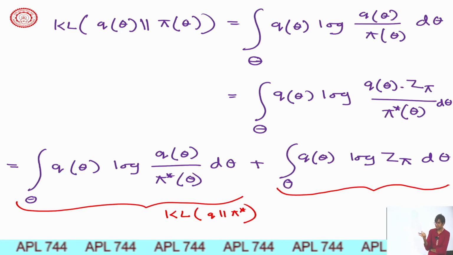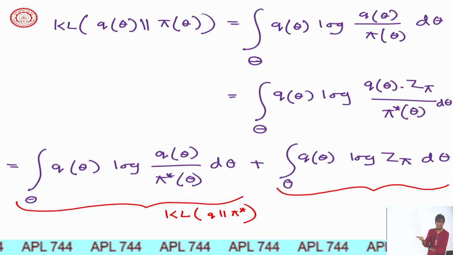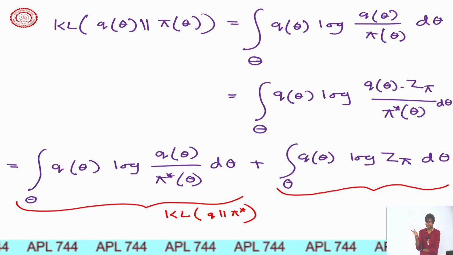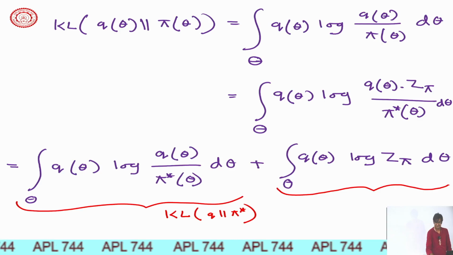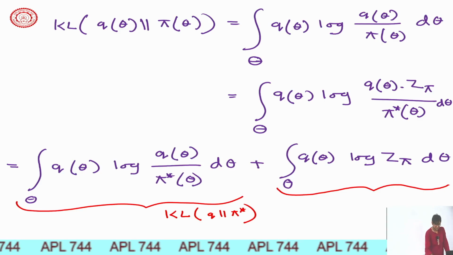Log z pi is a constant. It is just not a function of theta. It will come outside, and then it is a distribution. So integration of q theta d theta is equal to 1. So this is equal to log z pi. The second term is going to come out as log z pi.